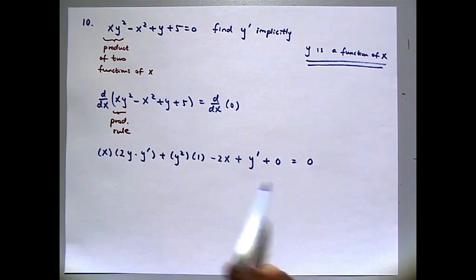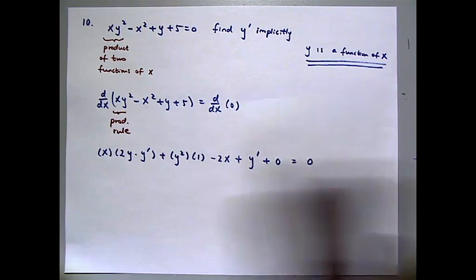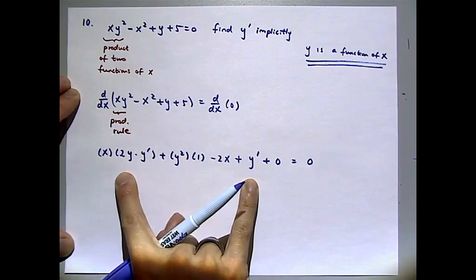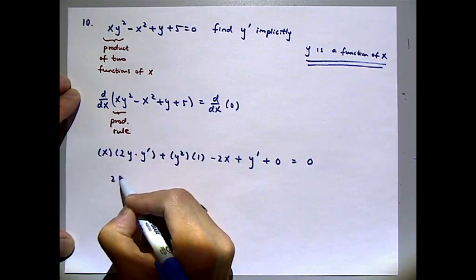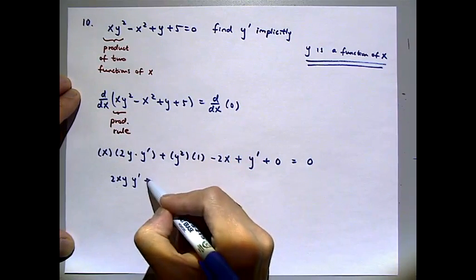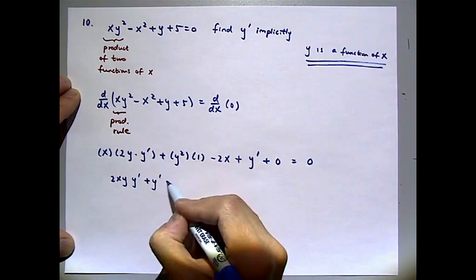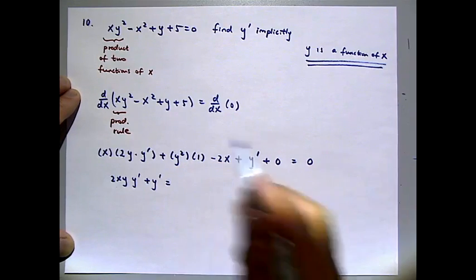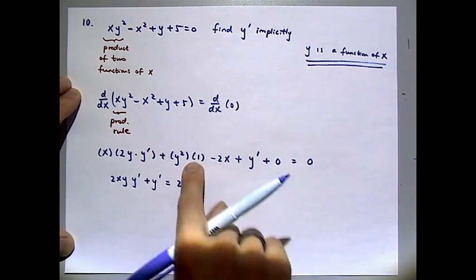Okay, our goal is to find y prime, so we put everything that doesn't have y prime on the other side. We have two things containing y prime. First term is 2xy and y prime. That also has a y prime. We keep it on the left. We don't want this, we don't want that. So let's move this over to the right. Move that over to the right.